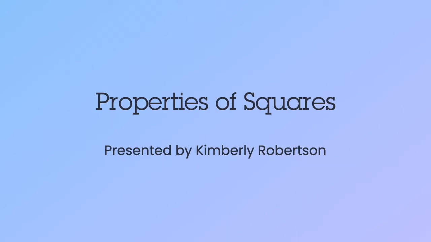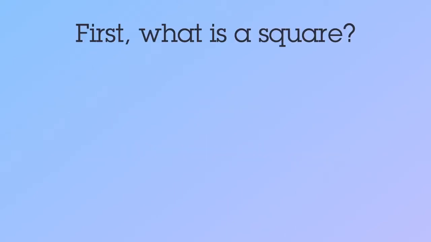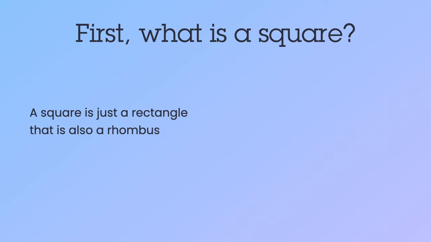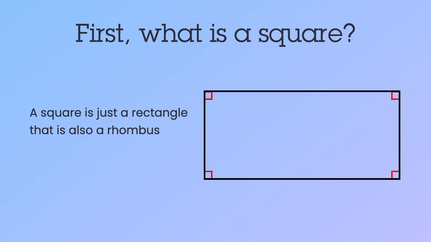Welcome. Today we're going to talk about squares. Now you might think you know what a square is, and you probably can recognize one. But really a square is just a rectangle that is also a rhombus.